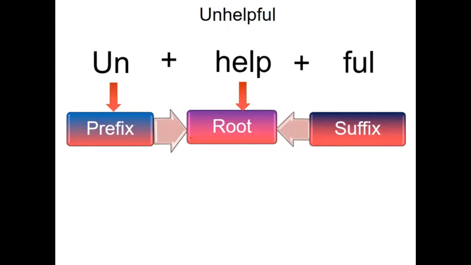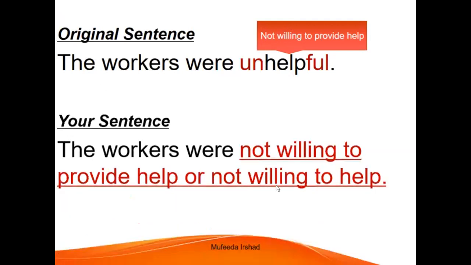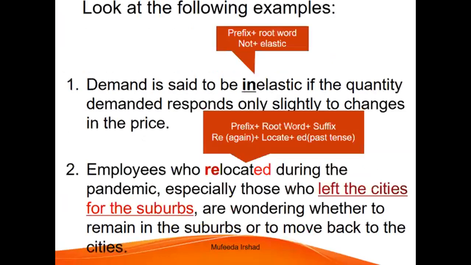Let us now try the definition in a sentence. The workers were unhelpful. Replace the word unhelpful with your definition, that is, not willing to provide help, and see if it makes sense. The workers were not willing to provide help, or not willing to help. It makes sense, doesn't it? Let us look at more examples.